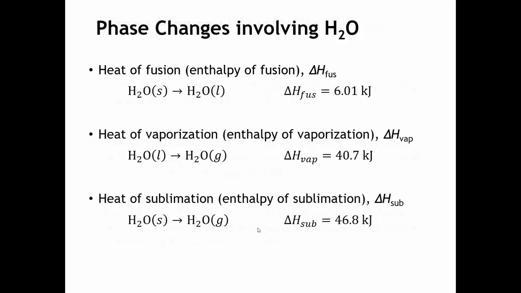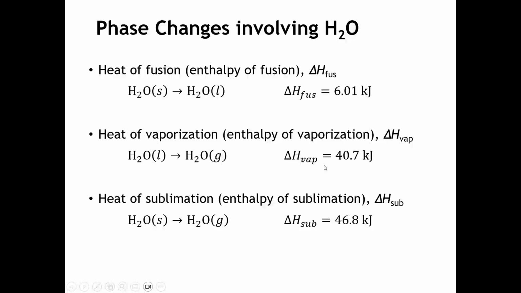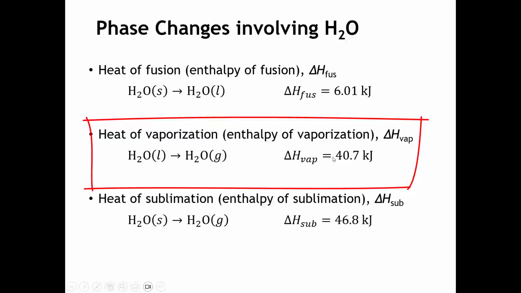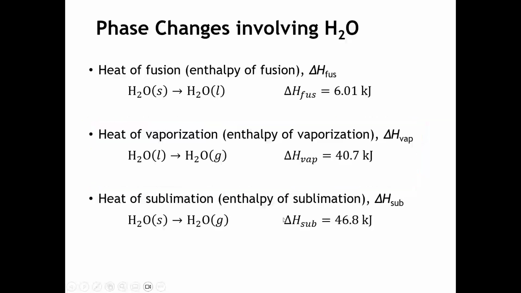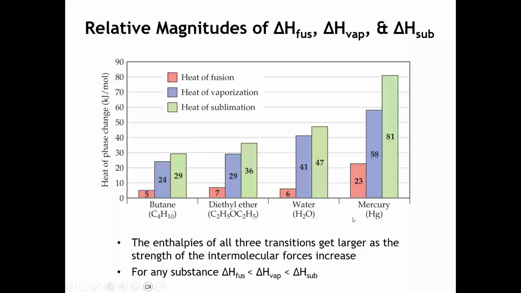If we look at our familiar example of water, we can get a sense of the size of these different transitions. So we see that the enthalpy required, the heat required to melt 1 mole of ice, convert it from a solid to a liquid, is 6.01 kilojoules. The enthalpy of vaporization is considerably larger. It's 40.7 kilojoules. And the enthalpy of sublimation is larger still. It's 46.8 kilojoules.